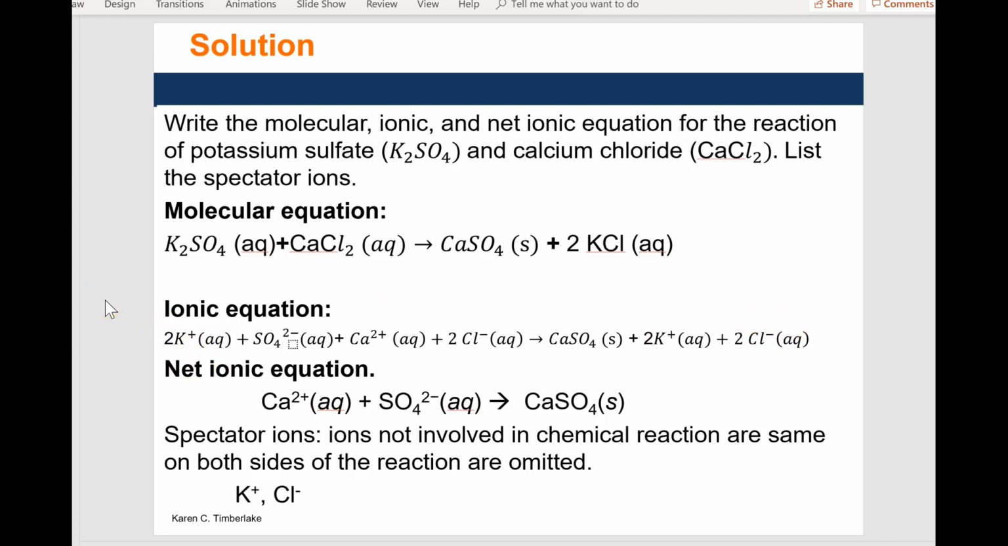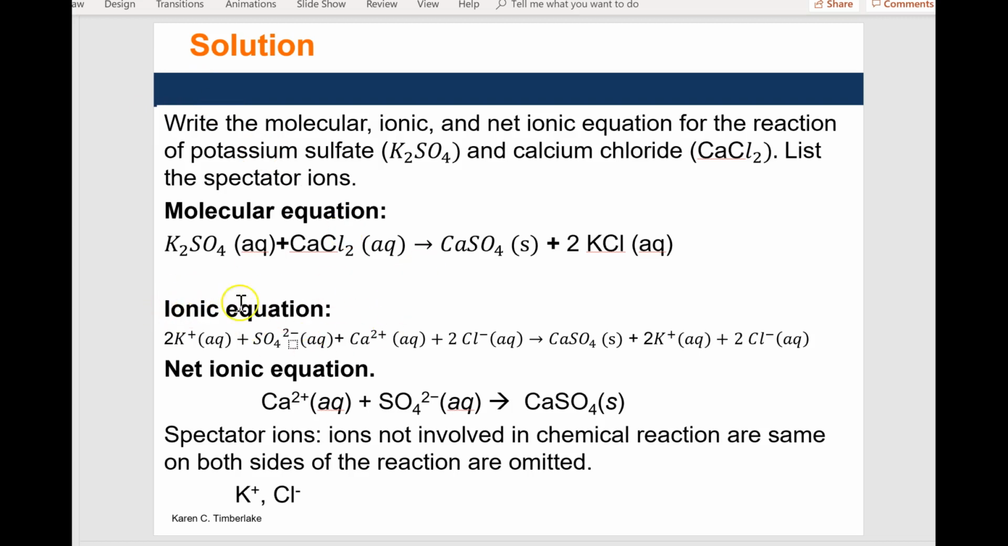Something to point out, a good way to check yourself on writing your ionic equation to make sure you have the correct number and your coefficient, it should still be balanced. If you've done it correctly, it should still come up to be balanced. You've got 2 potassium ions, 2 potassium ions, 1 sulfate, 1 sulfate, 1 calcium, 1 calcium, 2 chlorine, 2 chlorine. So it should still come out balanced. That's a good way to check to see if you've got your coefficients written correctly in your ionic equation.